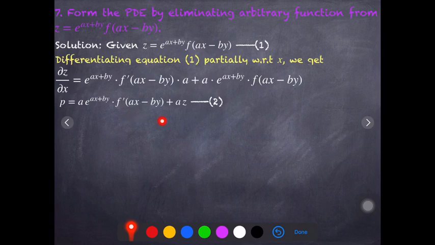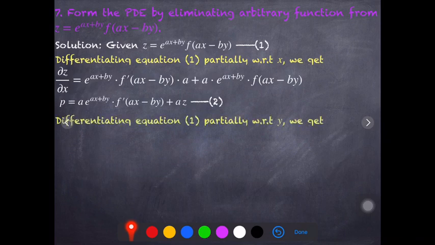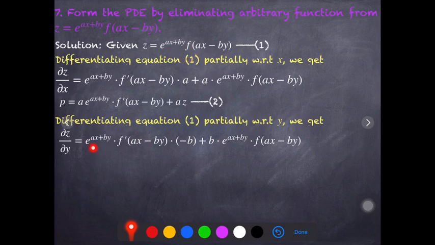Now ∂z/∂x is nothing but p, we will get p = a e^(ax+by) f' + a into, observe this particular term, by using equation number 1 I can replace e^(ax+by) f(ax − by) as z. Now differentiating equation number 1 partially with respect to y, again both are functions of y, use the product rule: first function into the differentiation of the second, which is f' into the differentiation of −by, which is −b, plus the differentiation of by, which is b, into f as it is. Again for this particular term I will use equation number 1, that is z. We will get q = −b e^(ax+by) f' + bz.